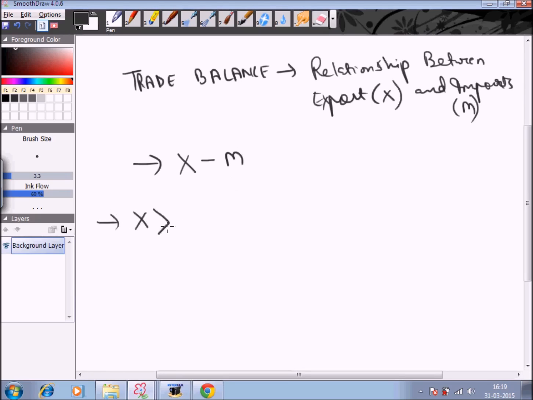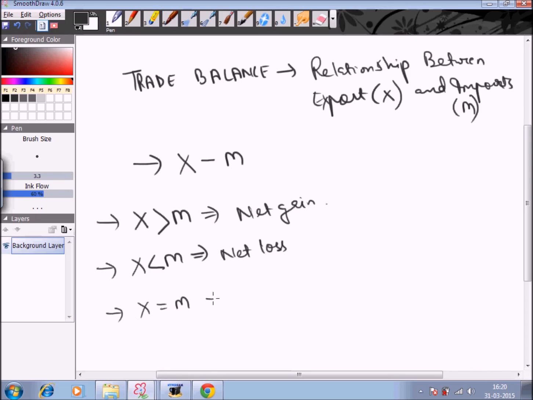Suppose exports are greater than imports. This means that there is a surplus, that is, there is inflow of more foreign income than its outflow, which results in net gain. But if exports are less than imports, this means that outflow is more than the foreign income, or we can say that expenditure is more than the income. So it decreases the magnitude of the circular flow, and therefore we can say that there is net loss. And if imports are equal to exports, then we say that the volume of the circular flow is unaffected.